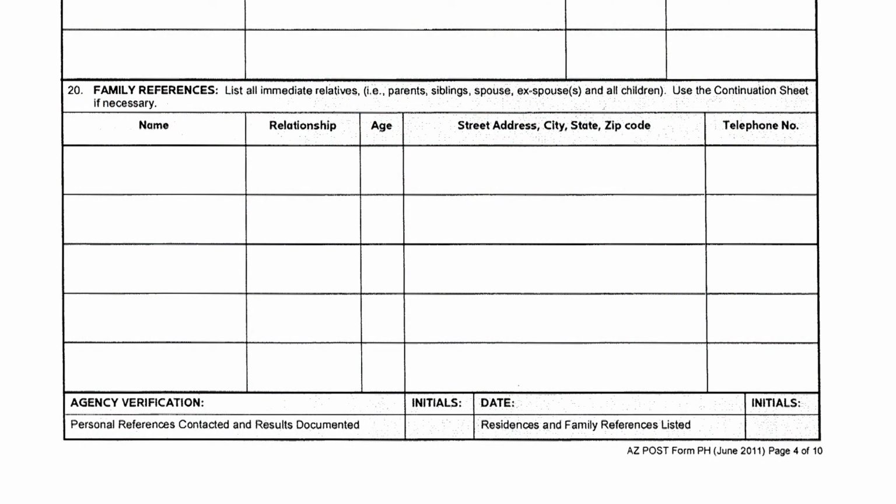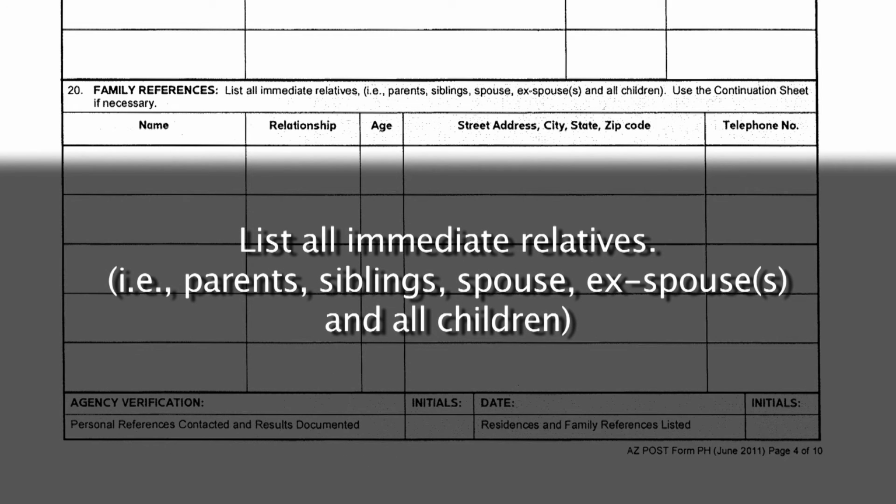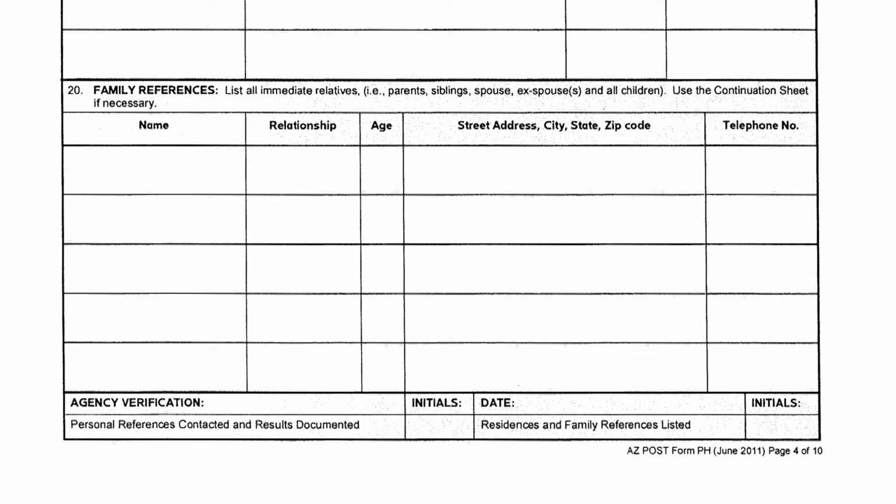Number 20 on page 4, family references. List all immediate relatives, parents, siblings, spouses, ex-spouses, and all children. You can use the continuation page, which will be explained to you in a different video, if you do not have enough spaces here. Name, relationship, age, address, and telephone number once again come into play.